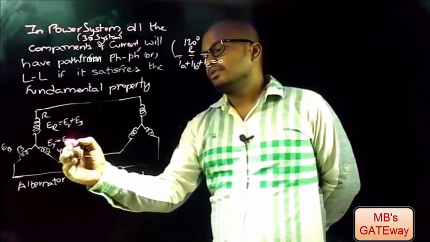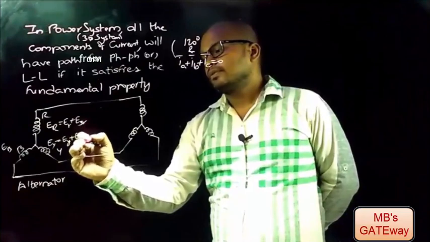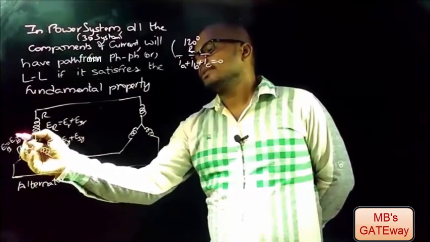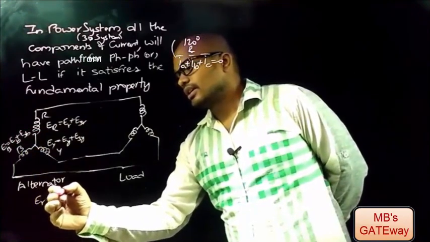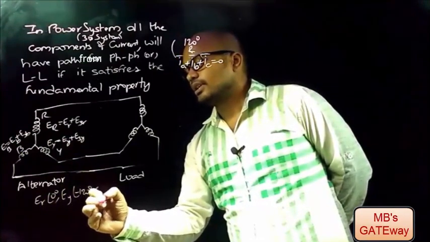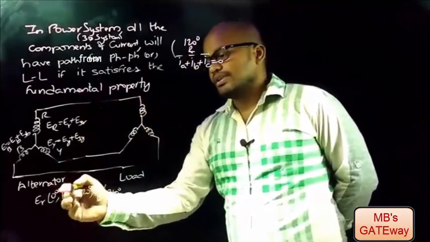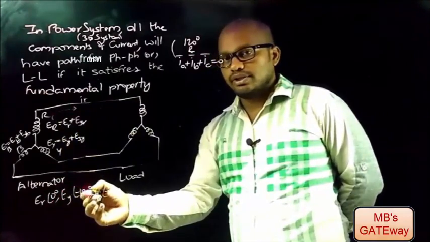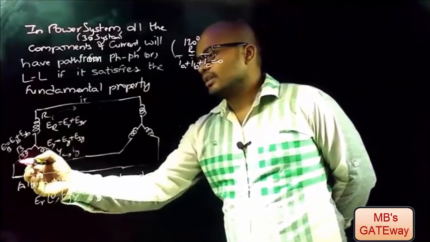So ER is equal to E small r plus E3r, similarly EY is equal to E small y plus E3y, and EB is equal to E small b plus E3b. As discussed, ER is at an angle 0, EY at an angle minus 120, and EB at an angle minus 240, which means the instant the load is connected to the alternator at 0, the current due to ER will start flowing, and after 120 degrees phase lag, IY current will start, and for a further 120 degrees phase lag, IB current will start.